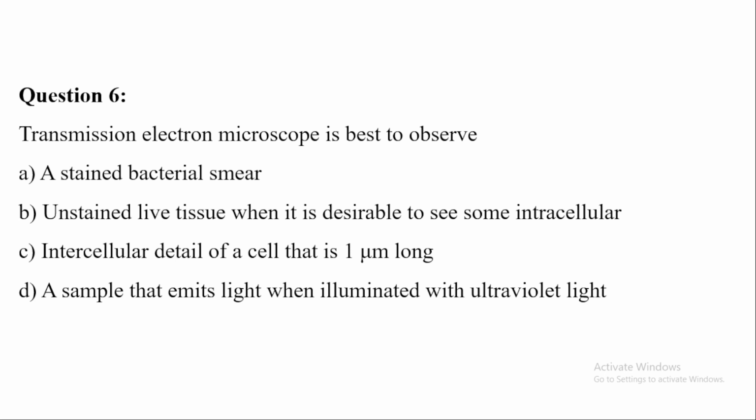So, transmission electron microscopy is a type of electron microscope. It is used to observe which of the following options? In the name only you can see the word transmission is given. That means it can transmit through the cells. So by using this type of microscope you can see the internal structure of the cell. So, intracellular details of a cell that is 1 micrometer long, that is the correct answer for this question.